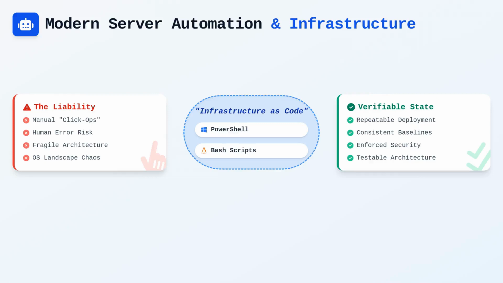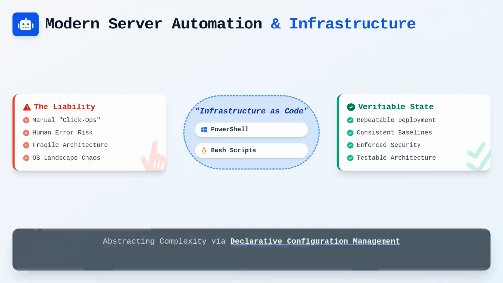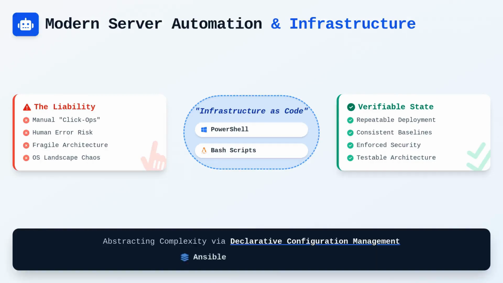Beyond simple task execution, we will examine how configuration management tools like Ansible, Puppet, and Chef abstract these complexities into declarative states. This transition from manual configuration to automated workflows is not just about time saved, it is about verifiable consistency. When you automate, you move away from the fragile ClickOps mentality toward a verifiable, testable architecture.